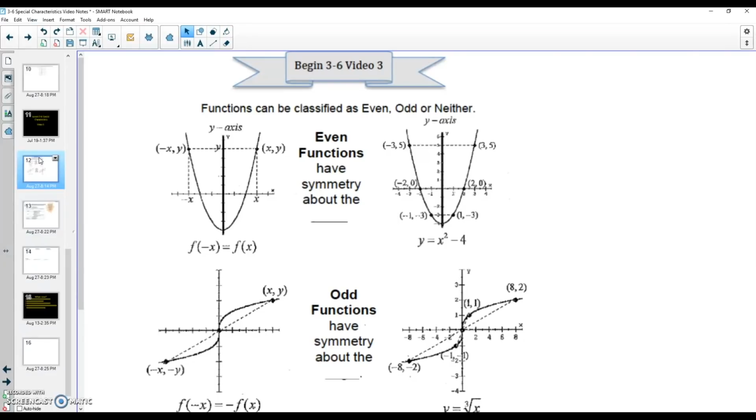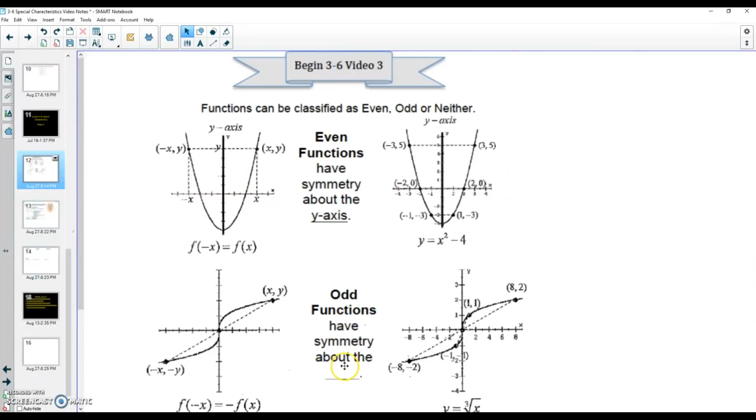And even, odd, neither is going to revolve entirely around the symmetry of the function. Remember, symmetry is where if you folded it across that point, then both sides would form a perfect mirror image. So even functions are going to have symmetry about the y-axis. If we were to fold the function over the y-axis, it would match each other perfectly, and we can see that illustrated by these two examples on top.